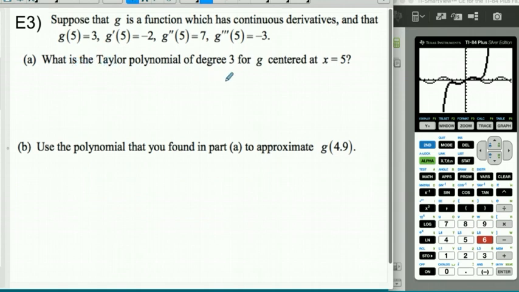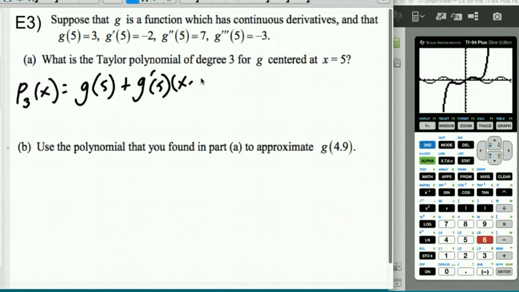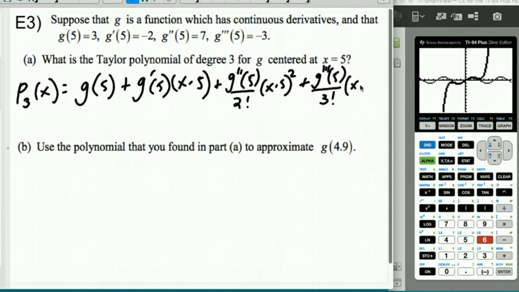So what is the Taylor polynomial of degree 3 for g centered at 5? Now this is the first one we've seen where the center wasn't 0, but it's not a big deal. So p sub 3 of x is going to be g of 5 plus g prime of 5 times x minus 5 to the first plus g double prime of 5 over 2 factorial times an x minus 5 to the second, and then the last one, g triple prime of 5 over 3 factorial times an x minus 5 to the third, right? That's it.